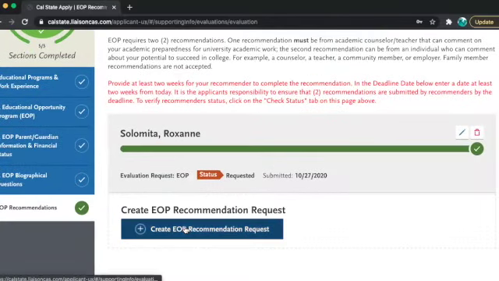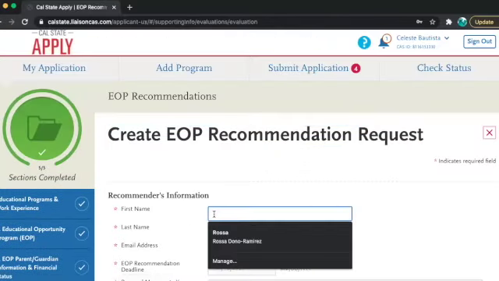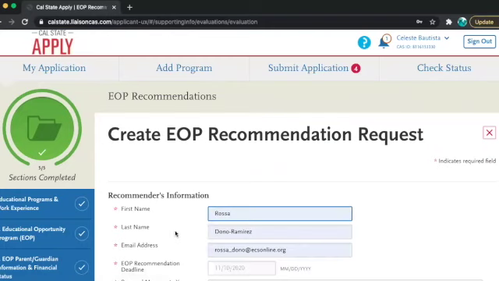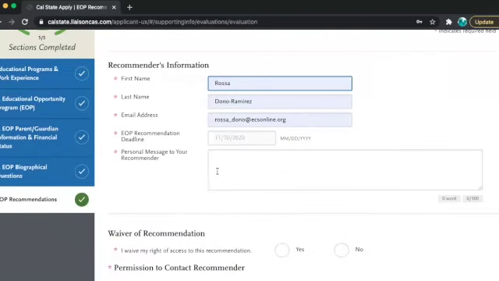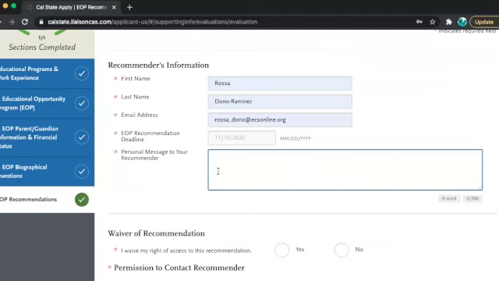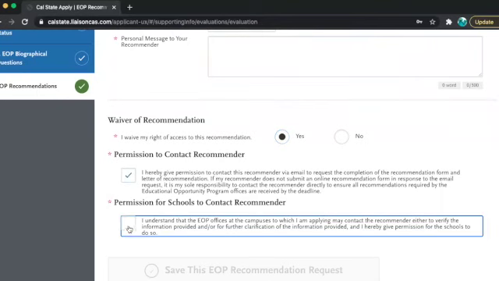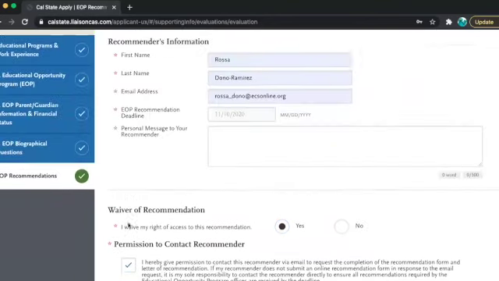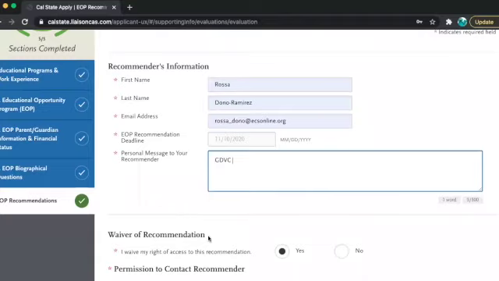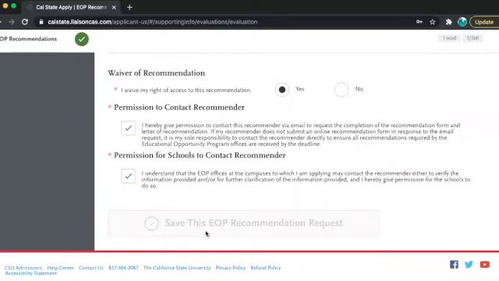Then you're gonna add the second one, and you're gonna do the same thing here. Okay, you're gonna add the teacher, their email address. Thank you, Mr. or Mrs. whoever, McCurry, for writing my recommendation. I really appreciate you taking the time. Here is the link. Please let me know if you have any questions. You're gonna waive your right. You're gonna click these 2. And then you're gonna save.